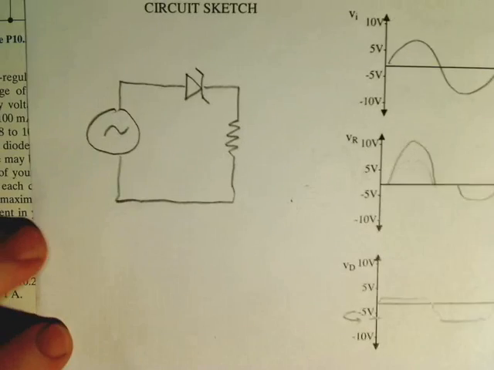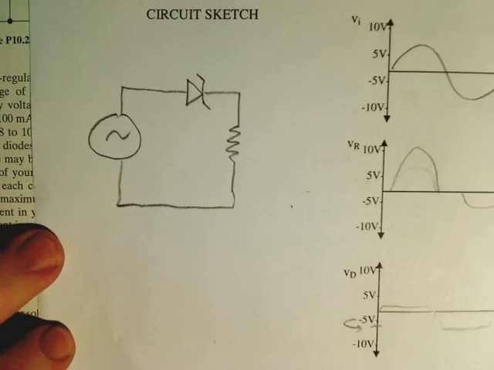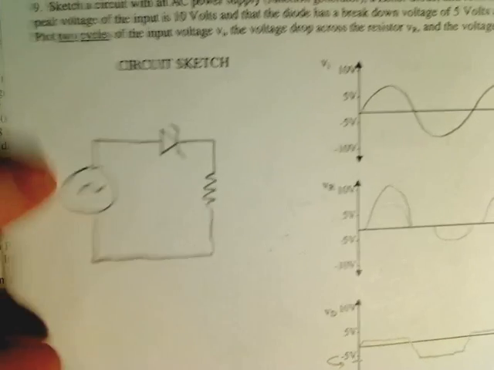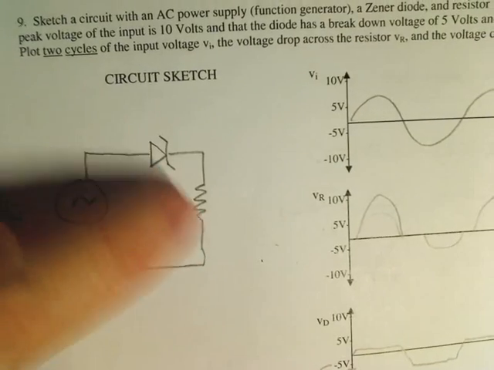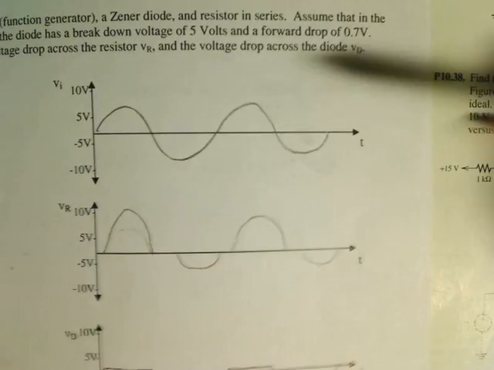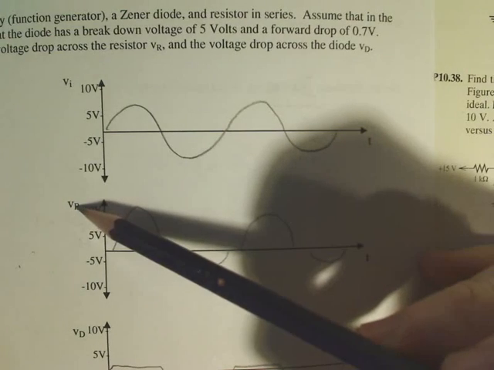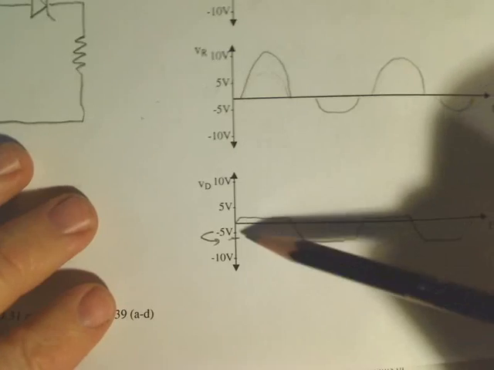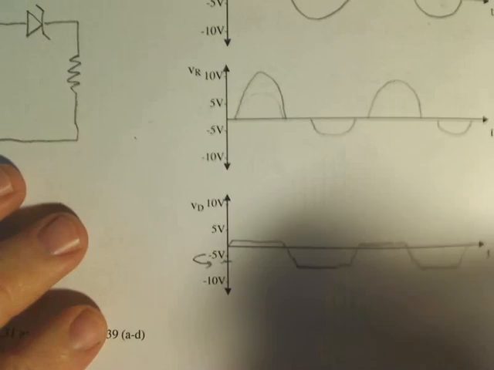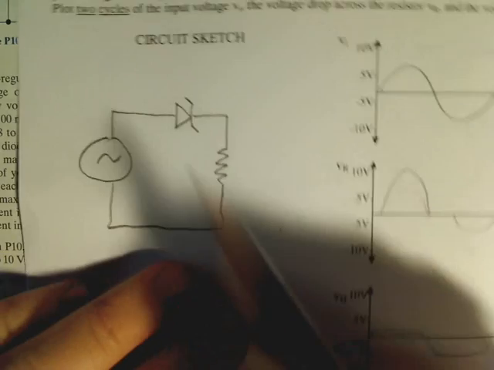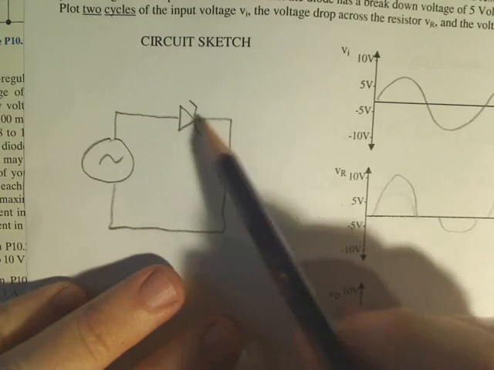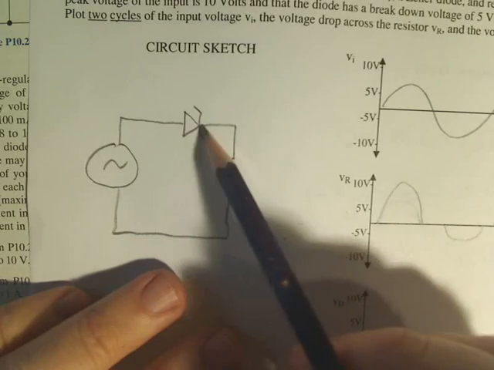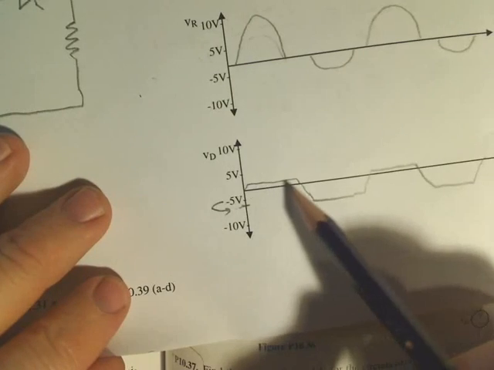In problem number 9, you have a function generator, Zener diode, and a resistor. And the way that it breaks down is that across the resistor, you have pretty much the top of this little part right here. It says in the problem that you have a 0.7 volt drop for the forward bias condition. So here's the diode plot. Forward biased, it goes only up to 0.7 right there.